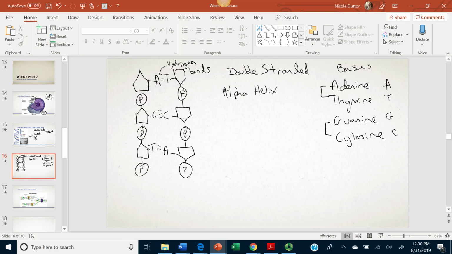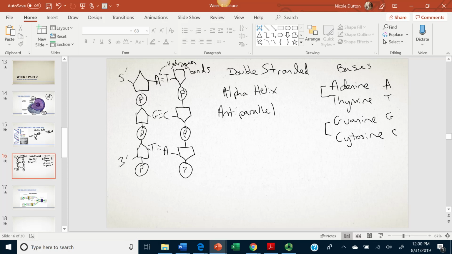Those double strands are known as being anti-parallel. And that means that the strands run in opposite directions. We have different end groups that we put on here. There's a 5' group and there's a 3' group.